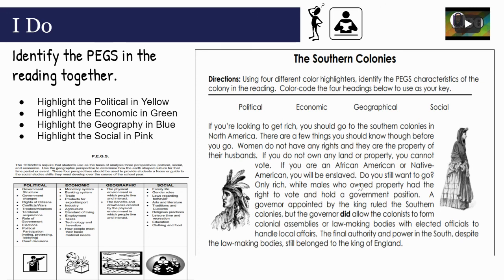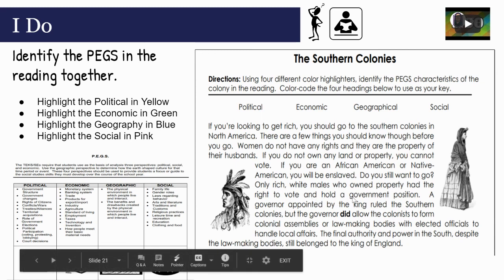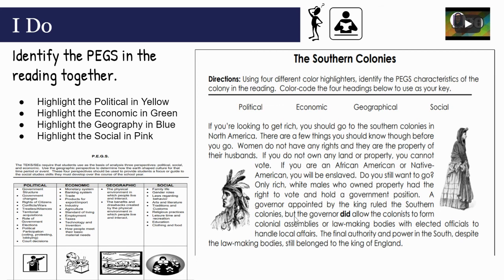Only rich white males who owned property had the right to vote and hold a government position. A governor appointed by the king ruled the southern colonies, but the governor did allow the colonists to form colonial assemblies or lawmaking bodies with elected officials to handle local affairs. The final authority and power in the South, despite the lawmaking bodies, still belong to the King of England.